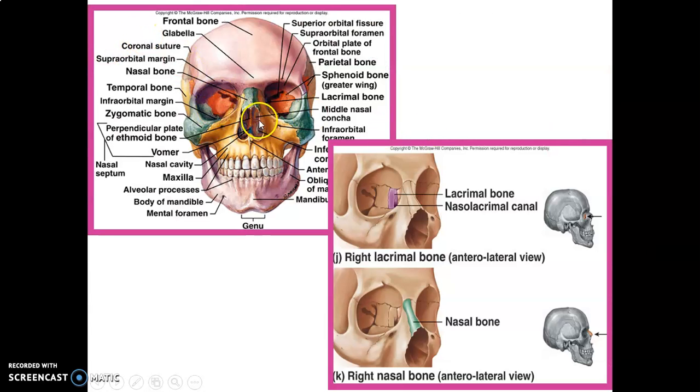So nasal bone here, okay, then you can appreciate the lacrimal bone at the side, the concha of the nose on the lateral wall, and the septum is formed by the perpendicular plate of ethmoid and the vomer.